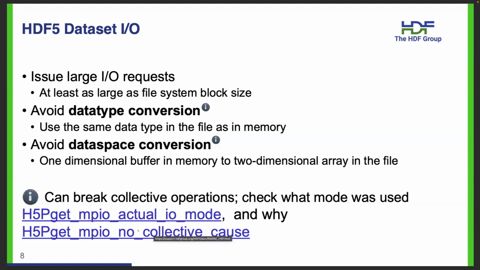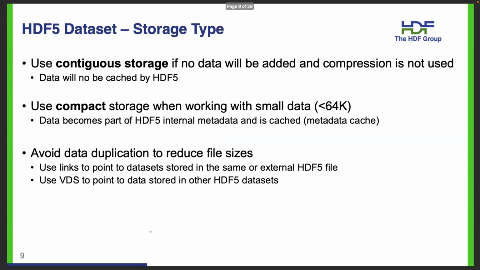And then if you want to know why, there's another call that will tell you why that was chosen by the library. In terms of storage type, as was mentioned, you can use contiguous data storage. It's maybe your best option if you don't have to worry about extending your data sets or using compression. Of course, if you are extending it or using filters and compression, you have to use chunked data sets.